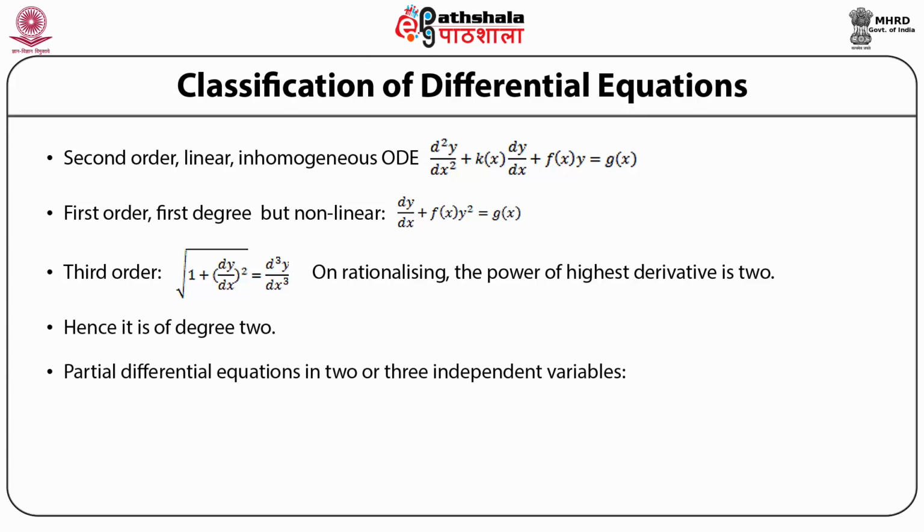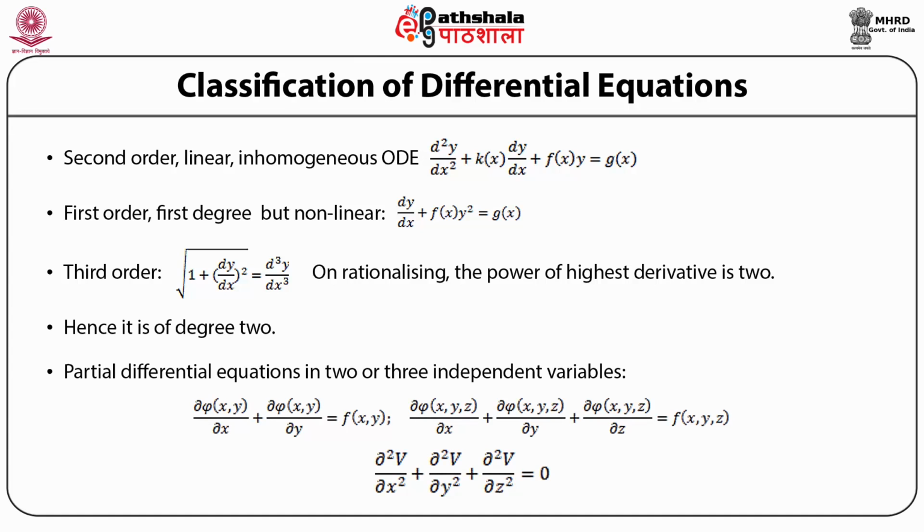Next example is of a partial differential equation in 2 or 3 independent variables. The equations can be written as del of phi x of y by del x plus del by del y of phi xy is equal to f of xy.